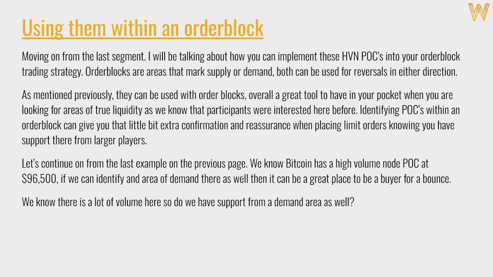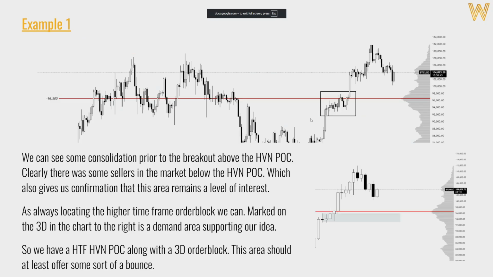We know there is a lot of volume there. So the question is now, do we have support from a demand area as well? Taking a look at this first example here, like I said, this 96,500 point of control, we can see as price traded in towards this point of control, there's some consolidation. Clearly there were some sellers in the market below the high volume POC, right?